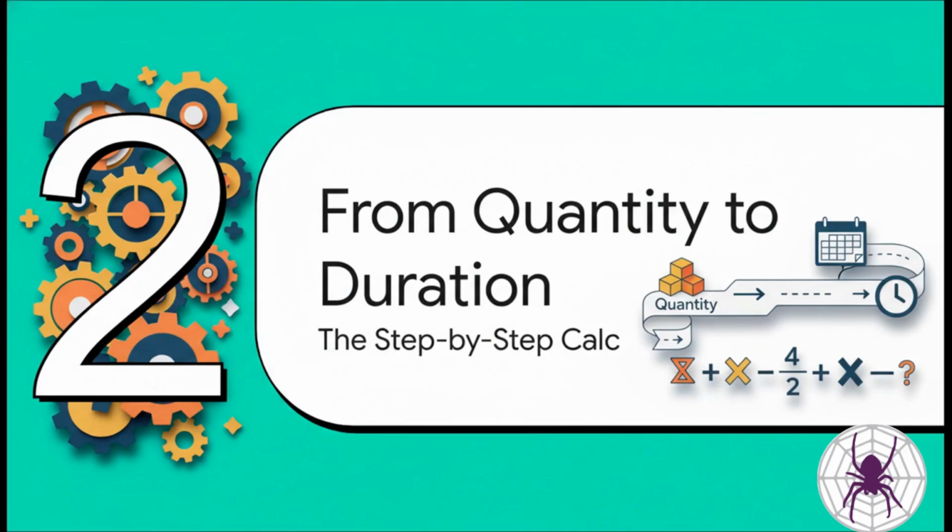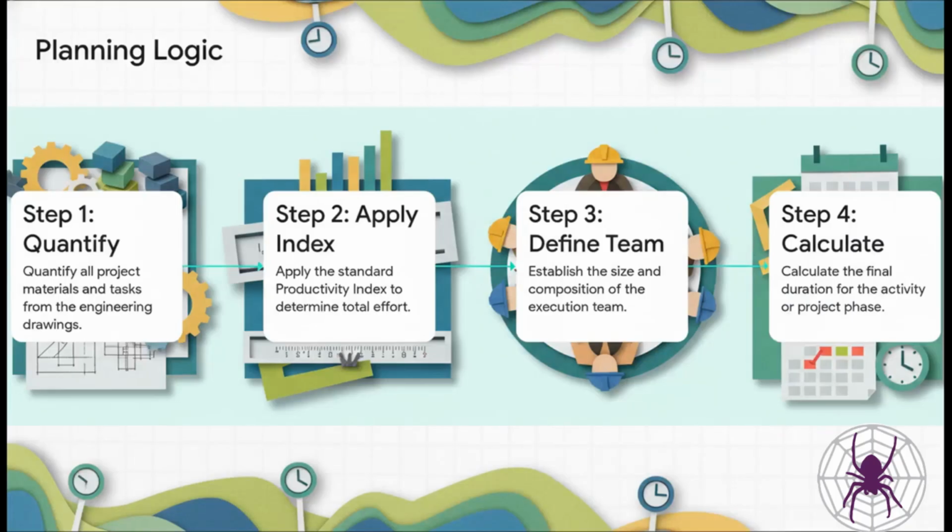Okay, so we have this index. How do we actually use it? Let's walk through the step-by-step logic that turns a pile of raw materials on a drawing into a schedule you can actually count on. And you know what? The process is surprisingly logical. Step 1, you quantify everything from the blueprints. Step 2, you apply that productivity index to get the total effort. Step 3, you figure out your team size. And finally, Step 4, you calculate the duration. It's a really clear path from blueprint to timeline.